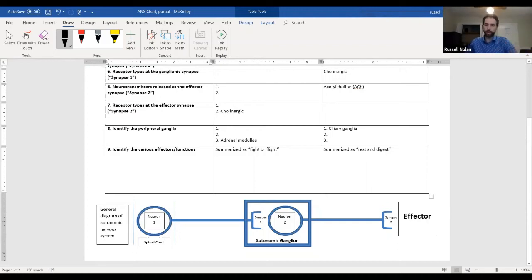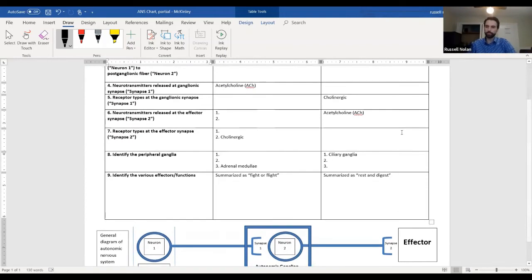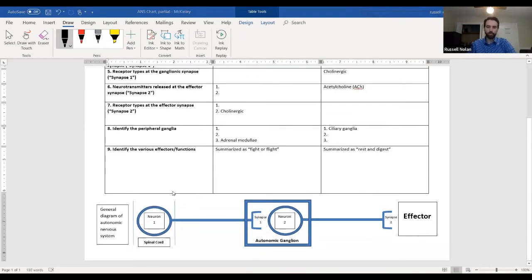The basic setup of the autonomic nervous system. So you have the spinal cord, you have neuron 1, that is the ganglionic neuron, or we could say the preganglionic neuron because it runs into the ganglion. Then it synapses on neuron 2, which exits the ganglion, so I call this a postganglionic neuron, and then synapses with the effector.